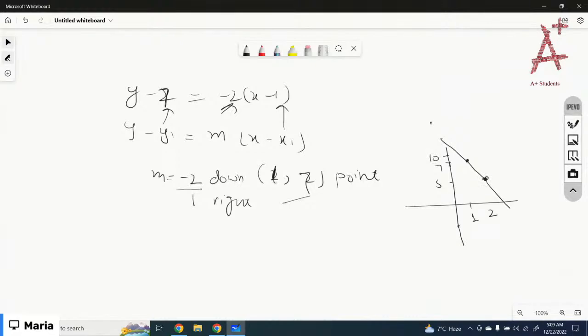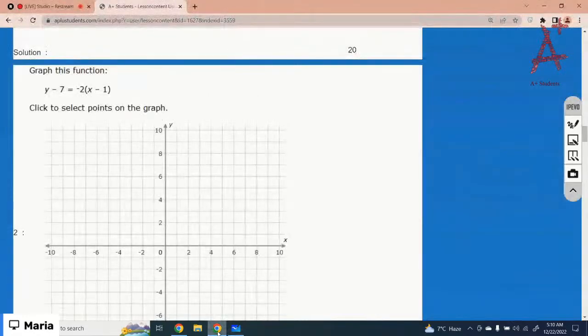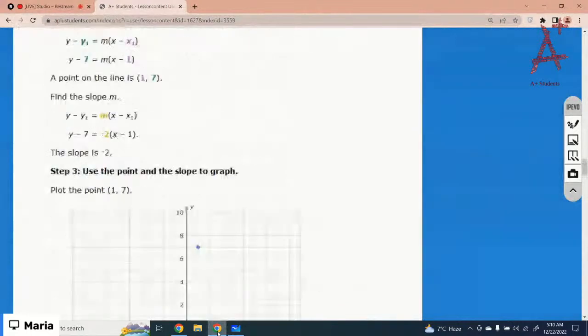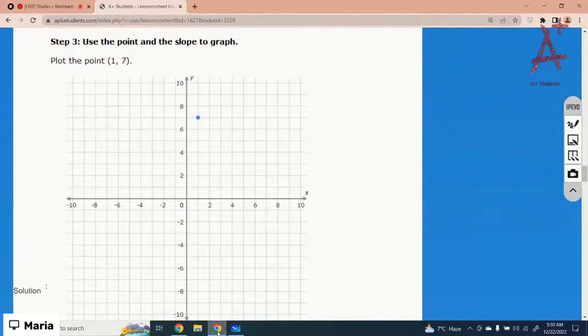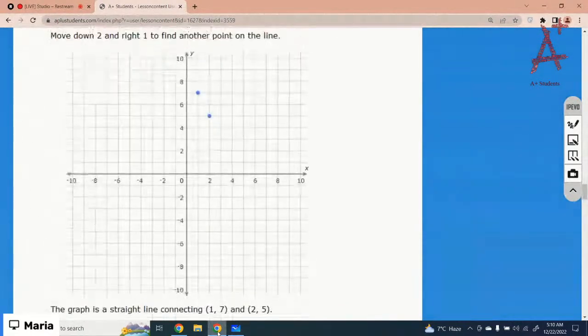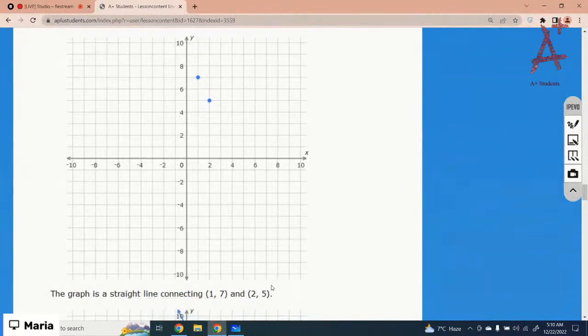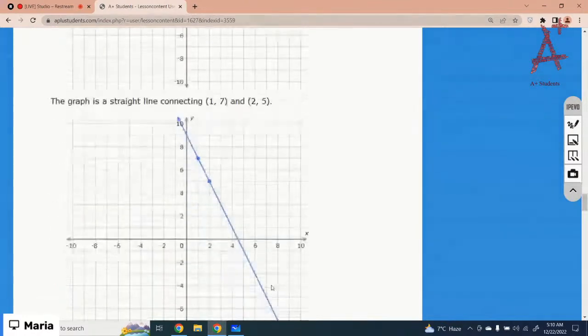So it looks like this. Got it? One of the points is 1 and 7. So when you move 2 points down, you are on 2 and 5. So these are the 2 points on the graph. Let me see if the points are the same, 1, 7, 2, 5. Okay, so here is the point 1 and 7. And yes, here is the point 2 and 5. Got it, everyone? This way you can plot the graph.